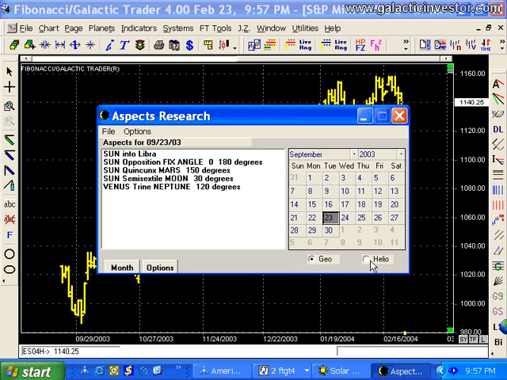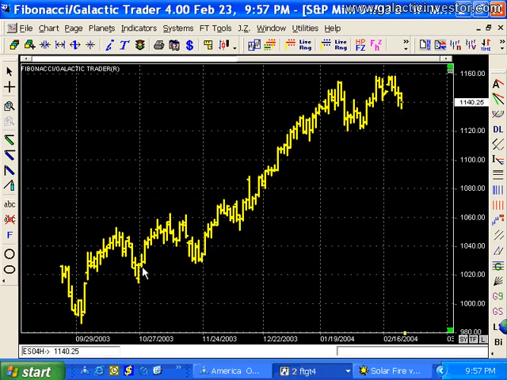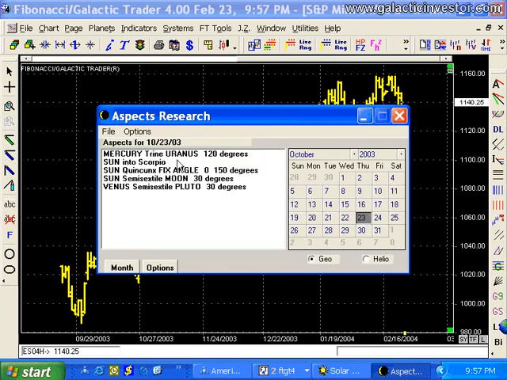You could also analyze things from a heliocentric perspective. These are the aspects that were occurring. We could click on the bar on this bottom here, and here's some more aspects. We had a Mercury trine Uranus aspect. And basically what we'd be doing then is putting our planetary lines on based on these aspects.